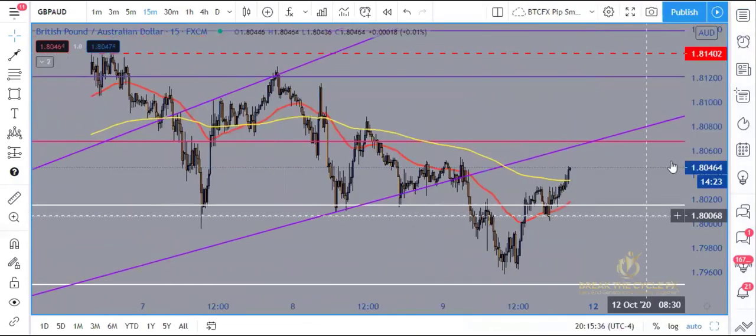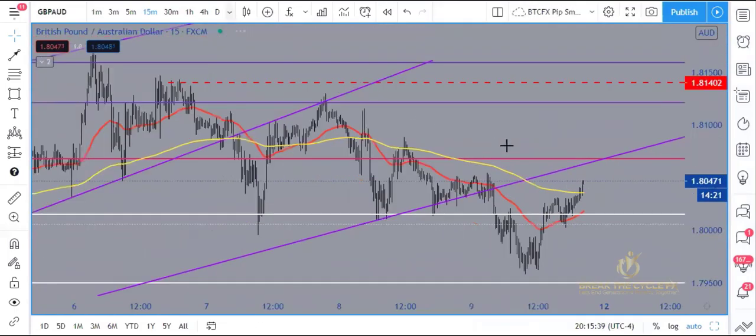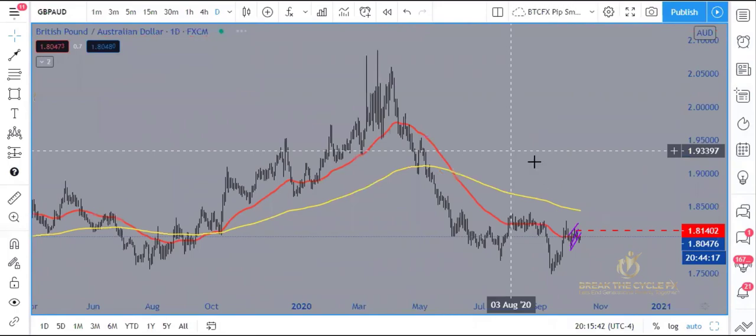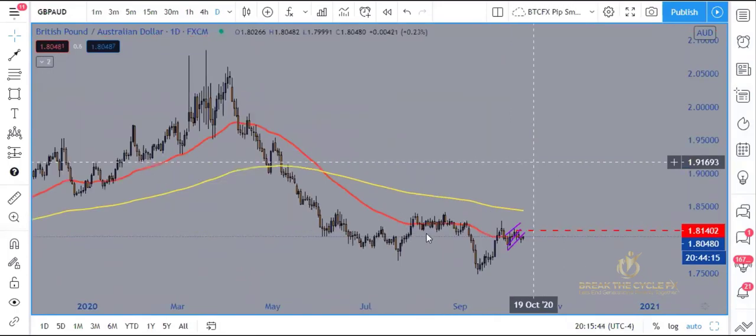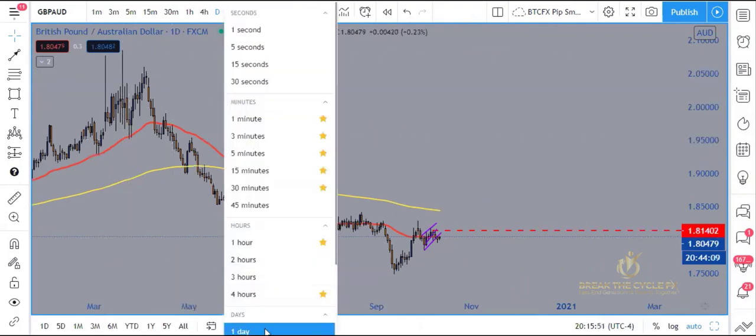GA, let me check this out. Checking on the daily. I already see a little inverted head and shoulders possibly on GA. Let's go down to the weekly real quick. Go up to the weekly.